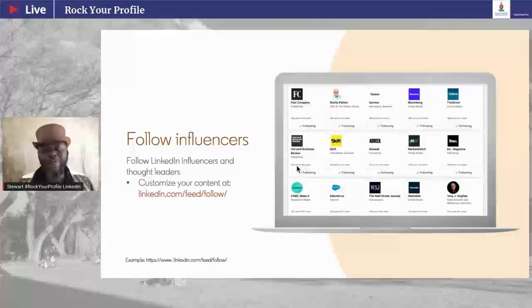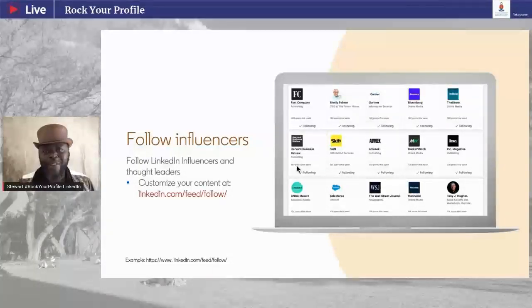You want to follow influencers. Influencers on LinkedIn are people who LinkedIn has looked at and found to have been worthy of being given the title of influencer. These are thought leaders, usually industry captains. So please, I've put the URL there so that you can go after this session and do a search and choose some influencers to follow.